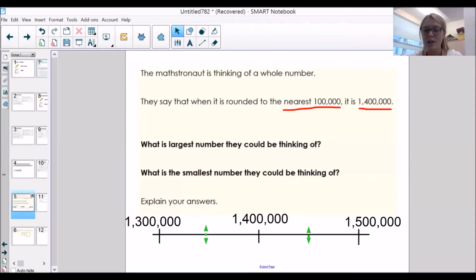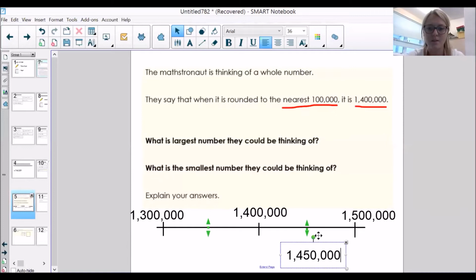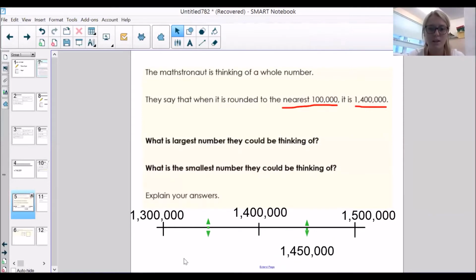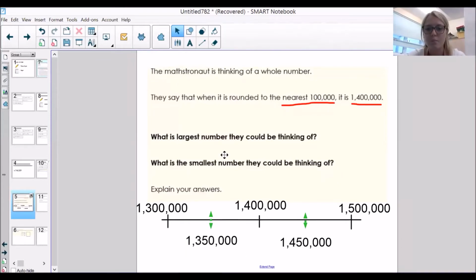Because we're jumping up in 100,000s, we want to add on half of 100,000 to 1,400,000. So half of 100,000 is 50,000. If we added 50,000 to 1,400,000, we'd get 1,450,000. The same for this one: we're adding 50,000 to 1,300,000, so our midpoint here would be 1,350,000.